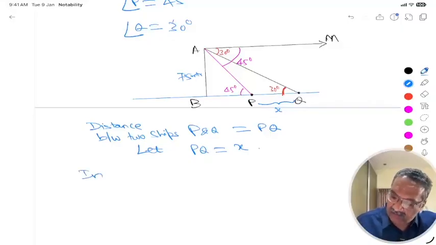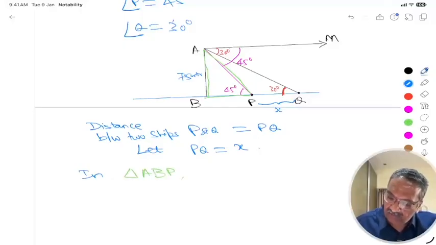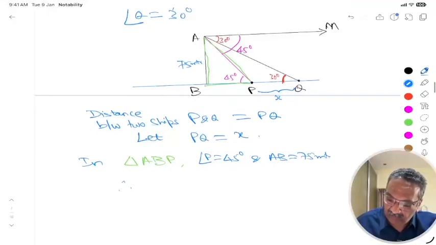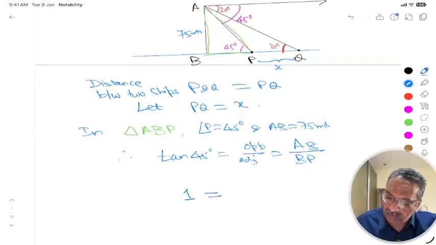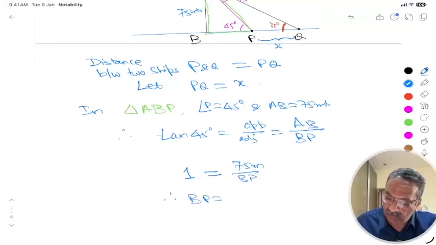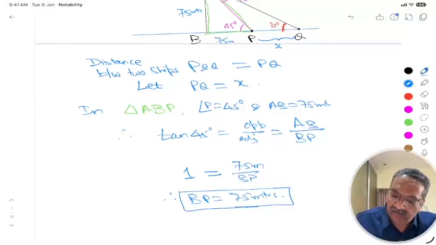Now let us take first triangle ABP. Alright. In triangle ABP, we know angle P is equal to 45 degree and AB is equal to 75 meters. Therefore, if you take tan of 45 degree is equal to opposite by adjacent, which is equal to AB divided by BP. So tan 45 is 1. So AB is 75 meters divided by BP. Therefore, BP is equal to 75 meters. Now we have got this distance as 75 meters.